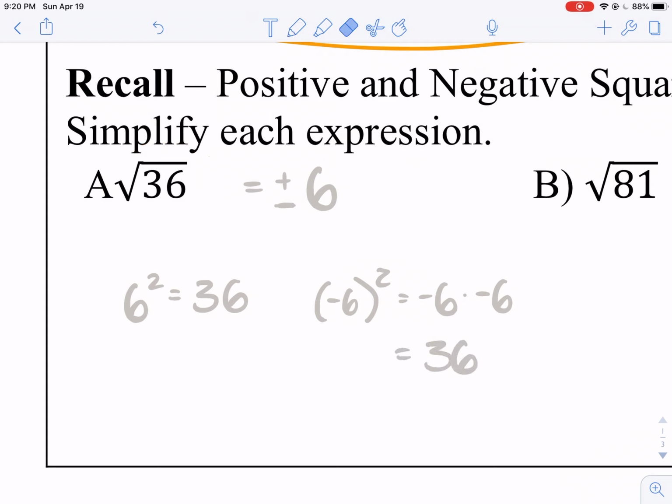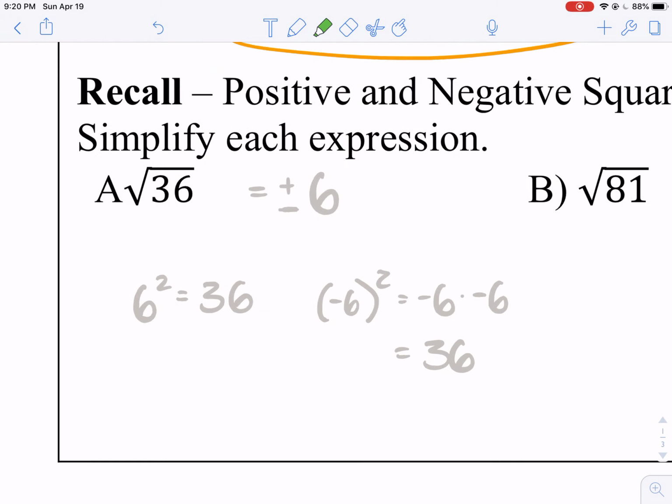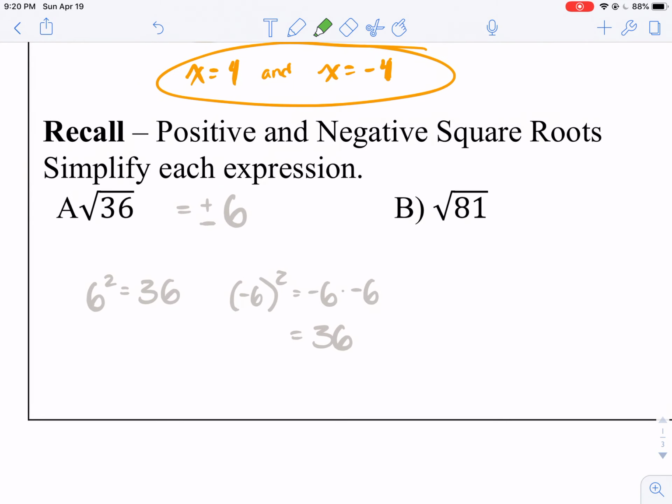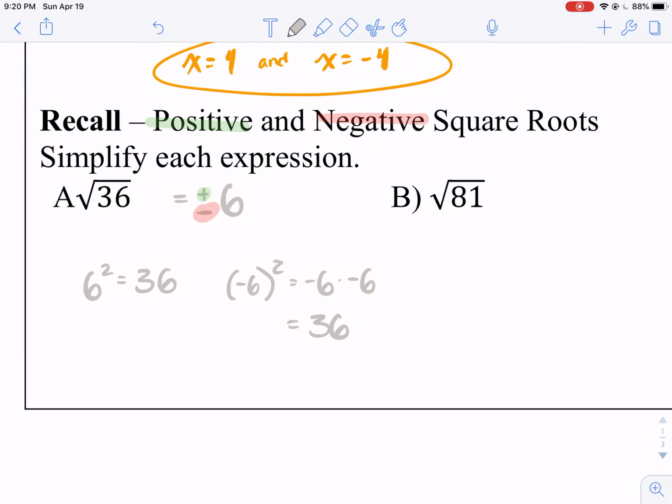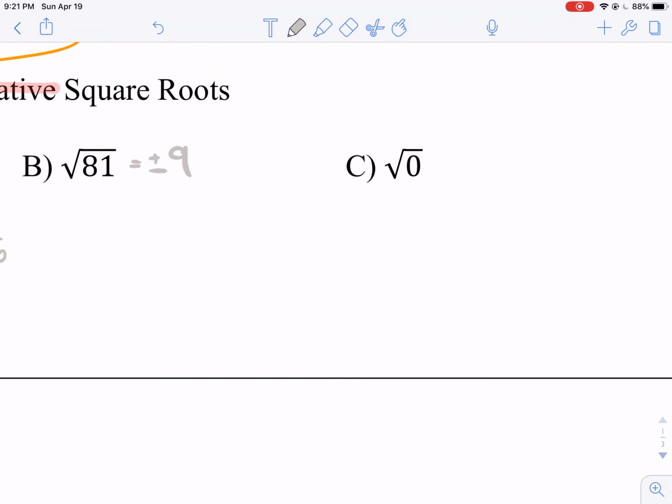So we say that radicals, that square roots, have a positive value. They also have a negative value. So it's very important to keep in mind that when we're solving radicals like this, we have a plus or minus answer. Similarly over here, the square root of 81 is 9, but it's also negative 9. So we get plus or minus 9. What about here on C? The square root of 0 is plus or minus 0, but negative 0 is 0, so it's just 0.